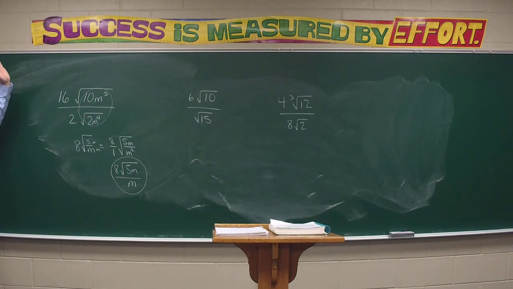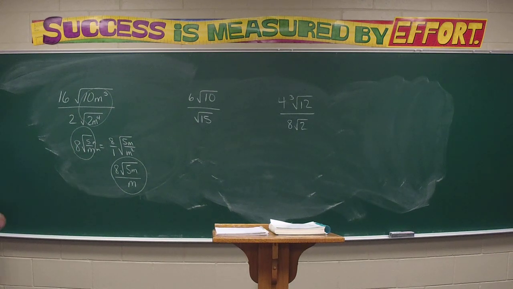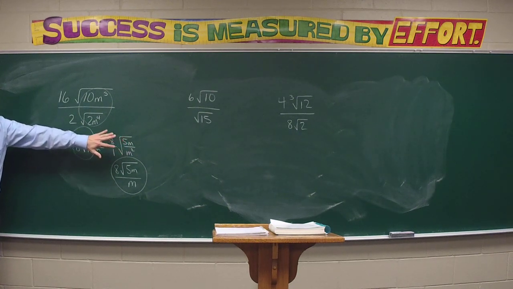How many had this answer? 8 times the square root of 5m over m. Questions on the first one? Anyone leave it as 8 times the square root of 5 over m? All right, so you see just multiply by the m and m in the top and bottom to get that square root.